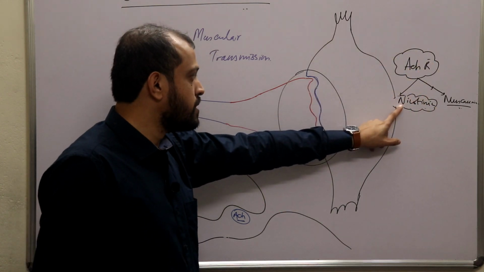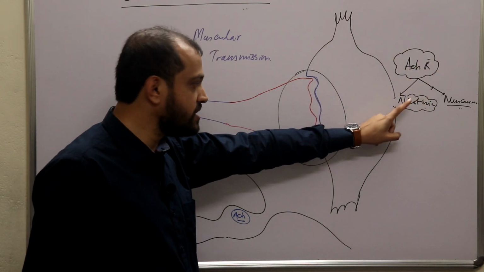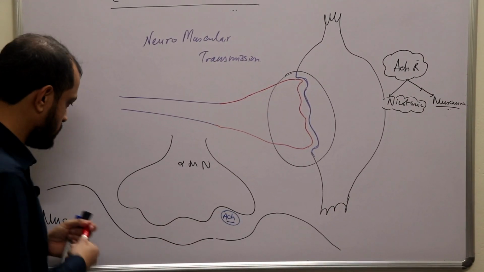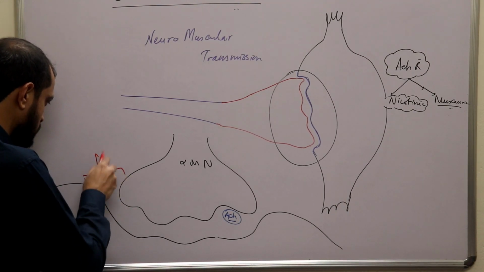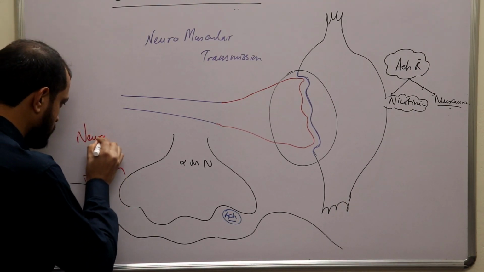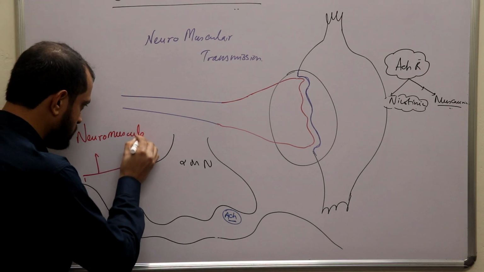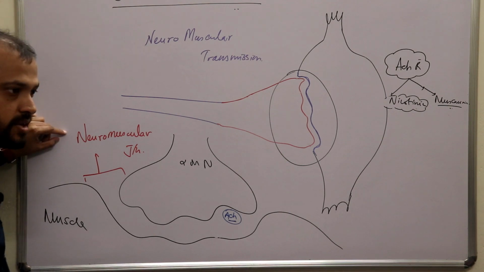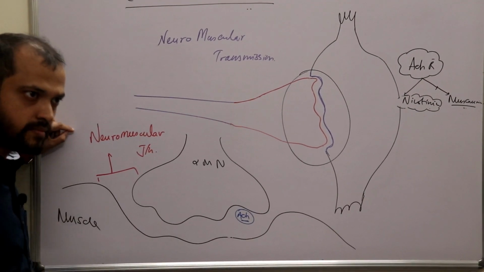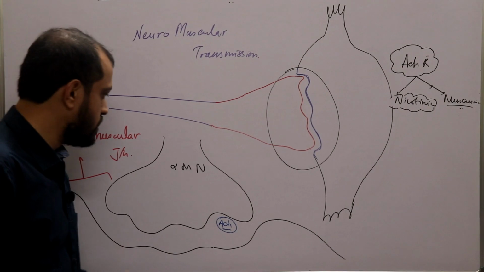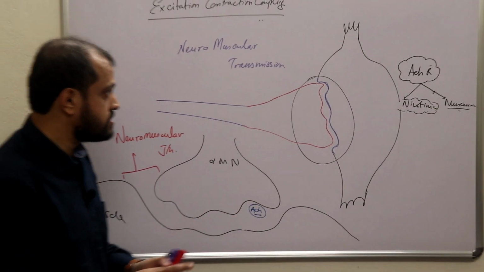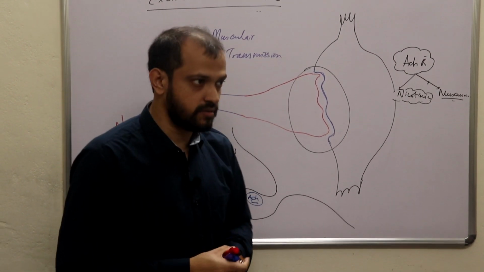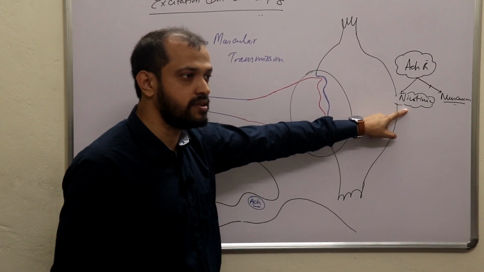Now, nicotinic receptors are present in the neuromuscular junction. This is known by the name of neuromuscular junction. Clear? Now listen, the important point you need to understand today is that in the neuromuscular junction, always, with all your attention, nicotinic acetylcholine receptors are present.